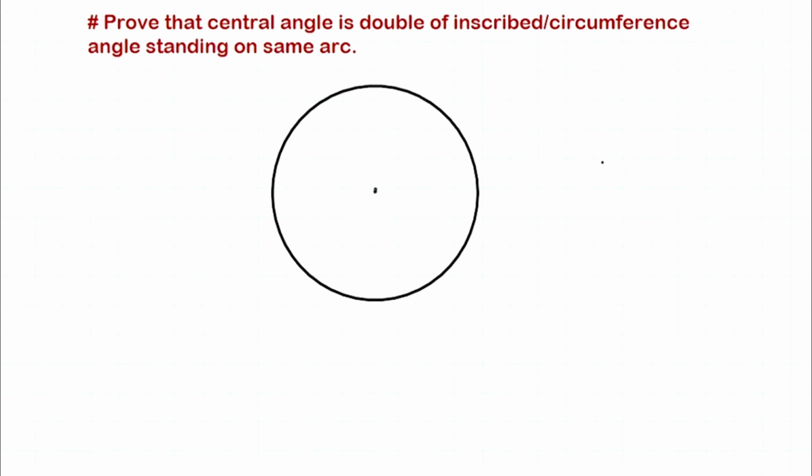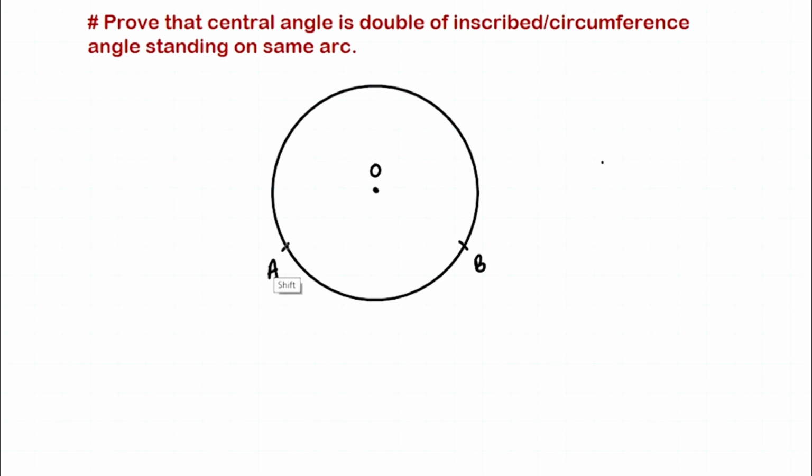Now let's assume that the center of the circle is over here. We need to make a central angle and an inscribed angle on the same arc in this circle. So let's choose our arc. Let's say our arc is from here up to here. Let's name this arc AB. Our center is O, right?